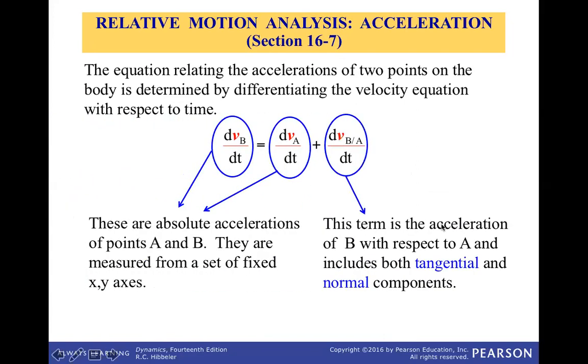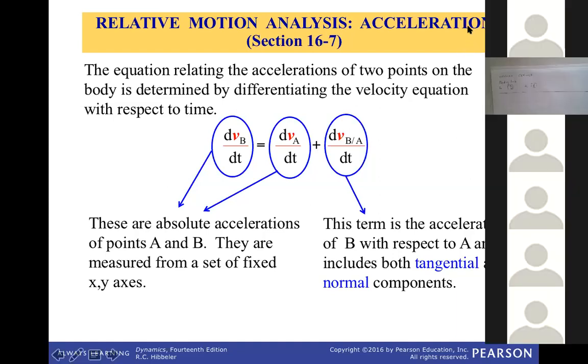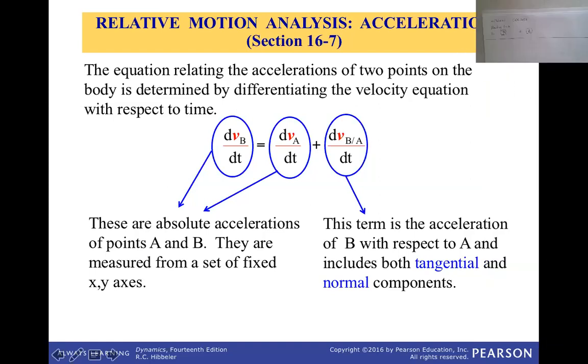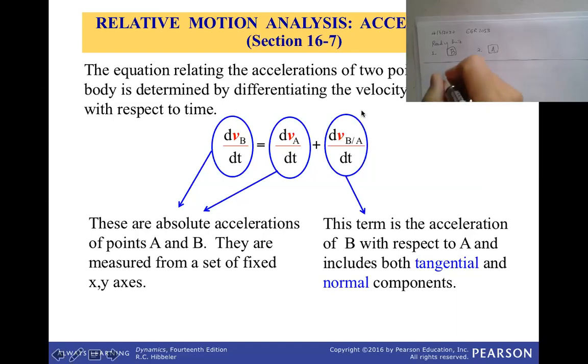Okay, so let's take a look here. Previously, for the relative motion analysis, we actually did this for velocity. Let me write this on the paper here so you can see. Previously, we had V_B equals the velocity of a base point, V_A, plus V_B with respect to A. So that's what we had earlier.